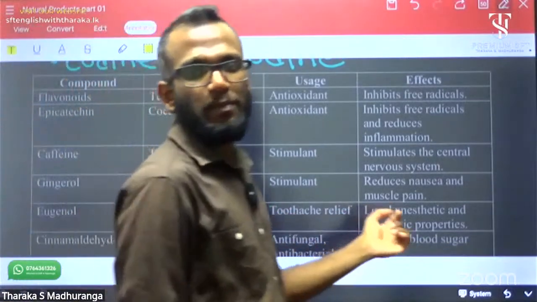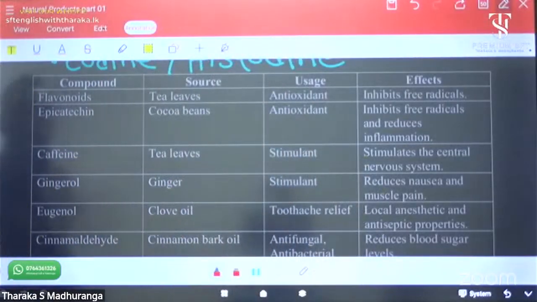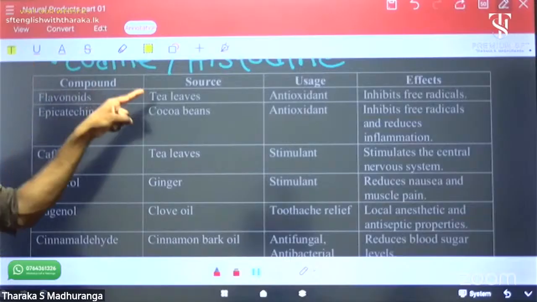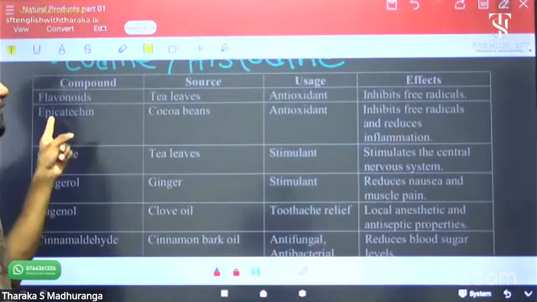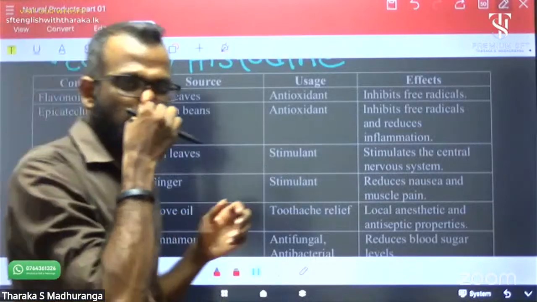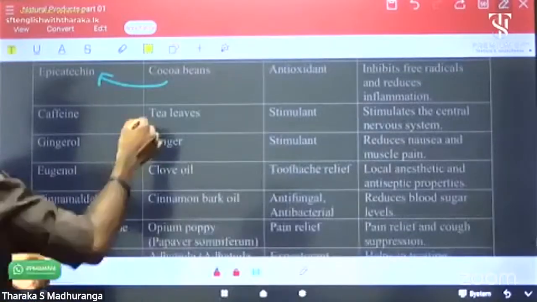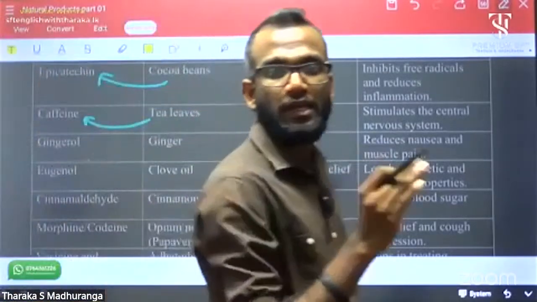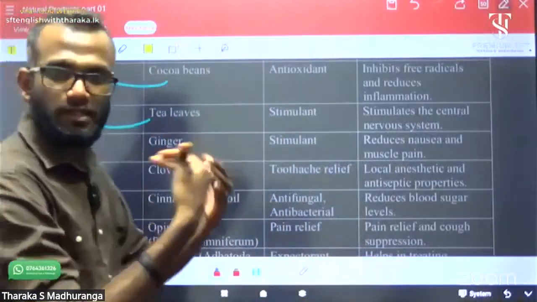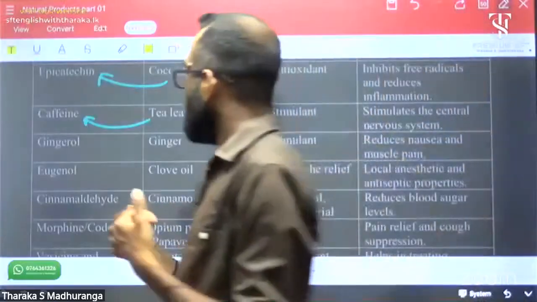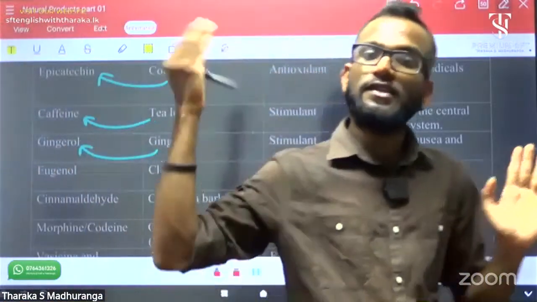I have given another table. They all are alkaloids. Flavonoids are contained in tea leaves, and that is an antioxidant. Epicatechin is contained in cocoa bean; it is also a secondary metabolite and also an antioxidant. Tea leaves contain caffeine. Caffeine is an alkaloid. It is a stimulant; it stimulates cells. Ginger contains gingerol. We say ginger is an alkaloid as well as a terpenoid; we can put it in both.